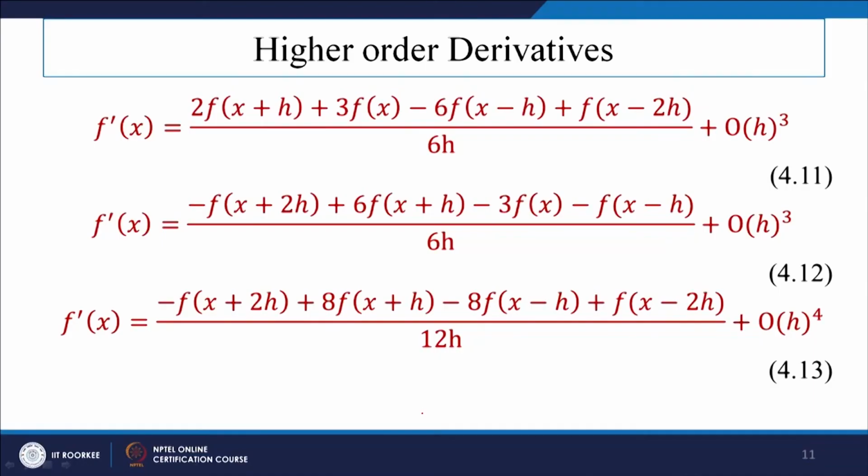So in the second approach, f dash x is written in the form minus f(x plus 2h) plus 6f(x plus h) minus 3f(x) minus 2f(x minus h) divided by 6h here. This also gives an order of approximation of degree 3. Similarly, if you consider f dash x as minus f(x plus 2h) plus 8f(x plus h) minus 8f(x minus h) plus f(x minus 2h) by 12h, this gives an order of accuracy of 4 here.